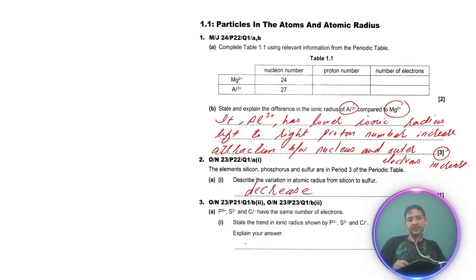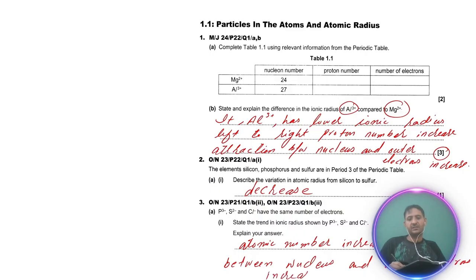Explain your answer. So left to right atomic number increases, like proton number actually increases, and forces of attraction between nucleus and outermost electrons increase. Okay, no shielding effect increase.